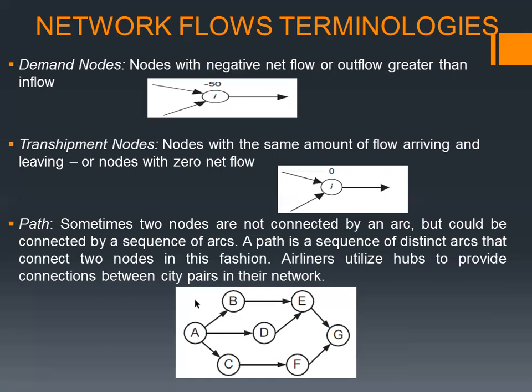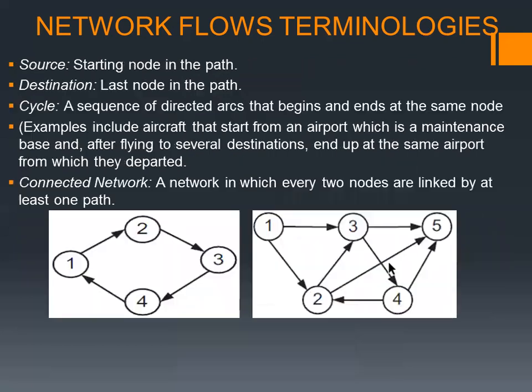Sometimes two nodes are not connected by an arc, but could be connected by a sequence of arcs. The path is a sequence of distinct arcs that connect two nodes in a fashion. Airlines utilize hubs to provide connections between city pairs in the network. Here in the graph, you see A, B, E, D, C, F, G; these are the networks being framed. It refers to any arbitrary airport of the network. Now the source is the place where your flow begins, and the destination is the last node in the path.